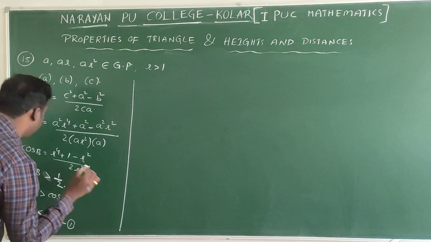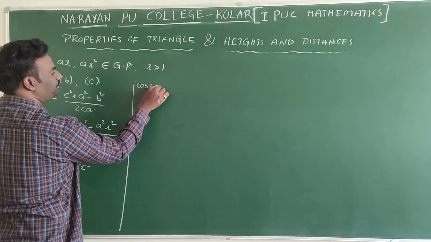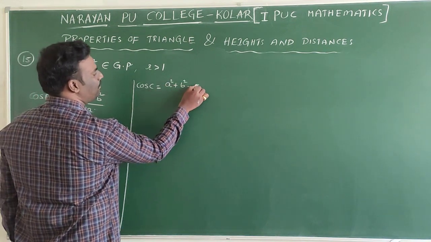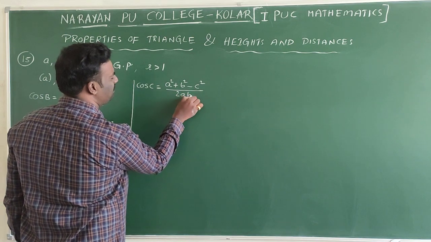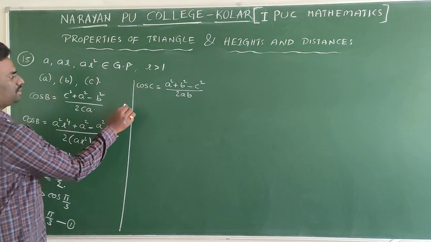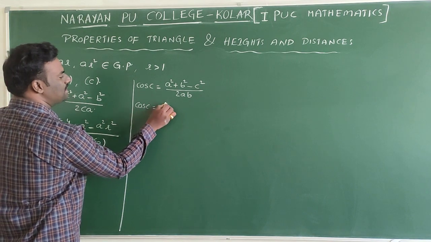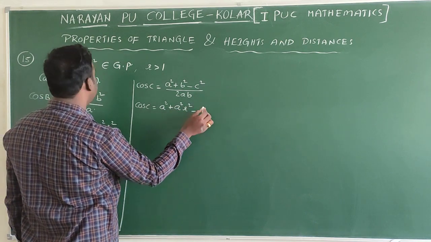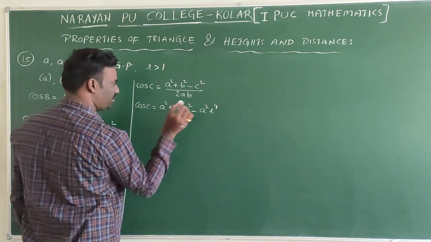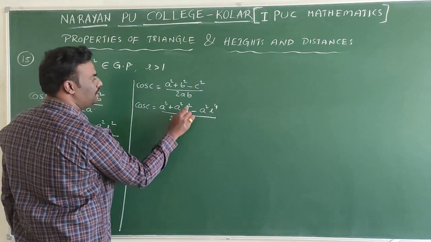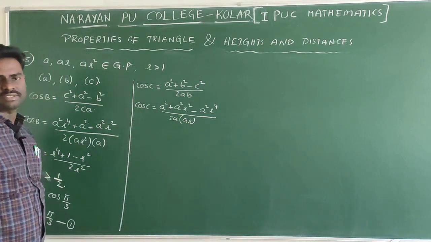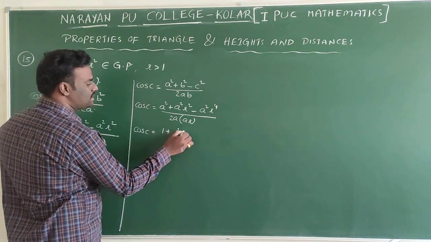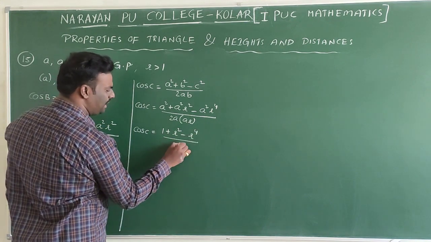Similarly, I am finding one more, that is cos C. Cos C value you can write as A square plus B square minus C square by 2AB. If you substitute, A square, B is nothing but AR, so you will get A square R square, minus C is nothing but AR square, if you square A square R power 4, by 2A into B, which is nothing but AR. Here also A square gets cancelled. Now cos C is equal to 1 plus R square minus R power 4 by 2R.